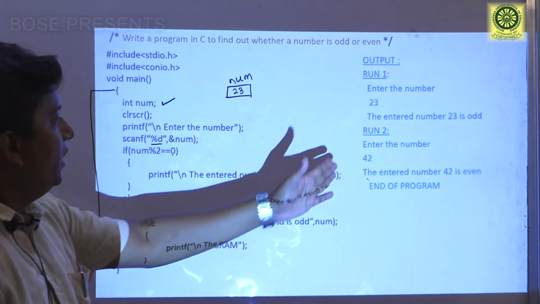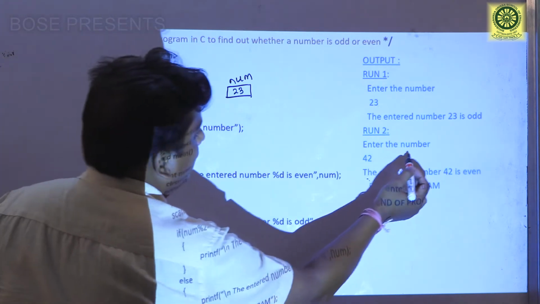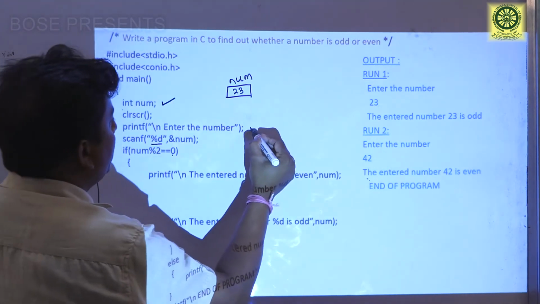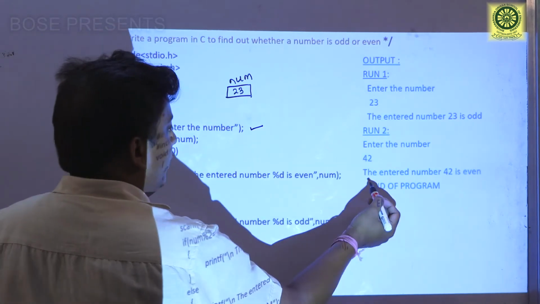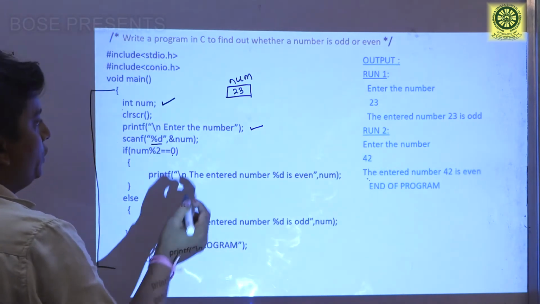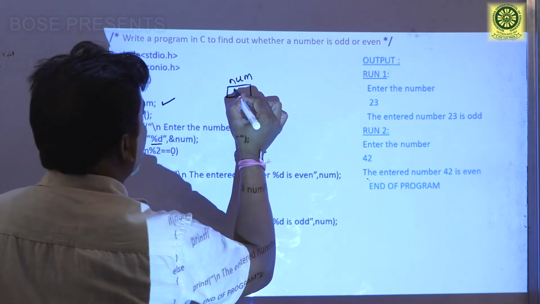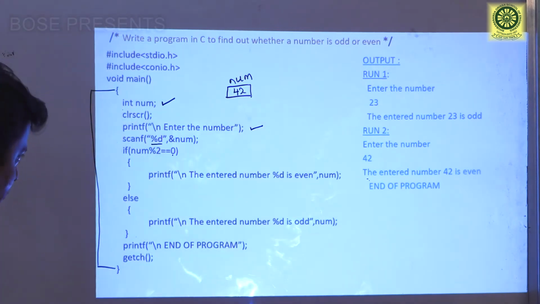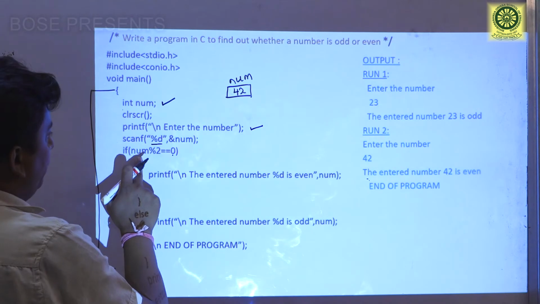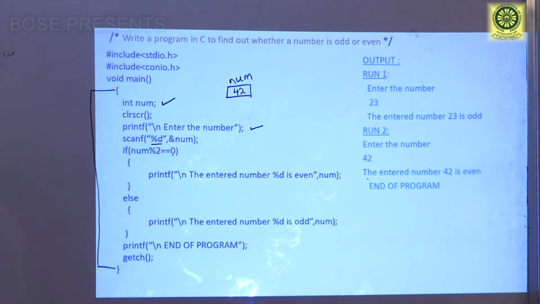Then take a second run. Suppose on the second run, again this message will be displayed on the screen, and the user gives an input 42. 42 will be stored in a memory location whose name is num. Then it will check if 42 mod 2 equal to 0. Yes, 42 mod 2 is equal to 0.